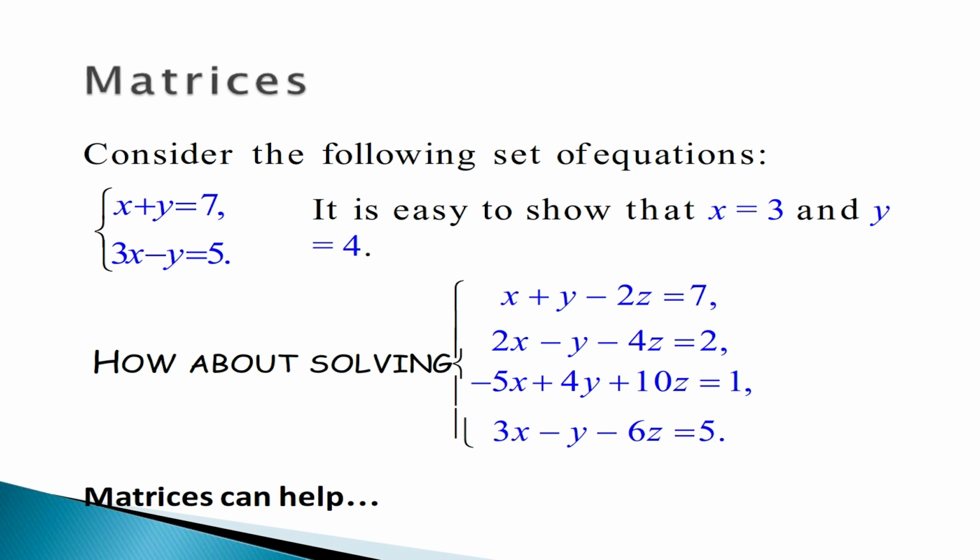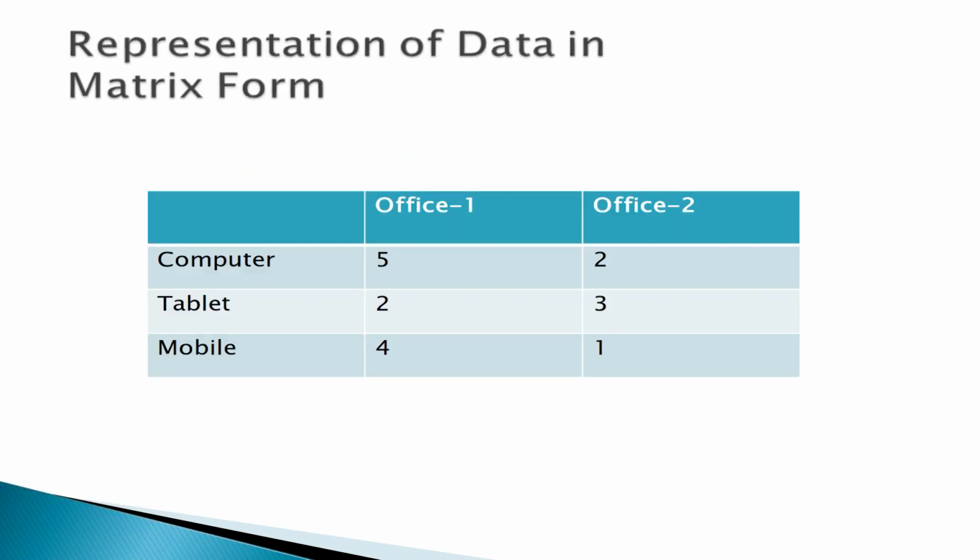But what about solving such equations when x plus y minus 2z is equal to 7, 2x minus y minus 4z is equal to 2? When such equations are given, it can be very tedious to solve by the elimination method. In that case, matrices can help to solve these equations easily.